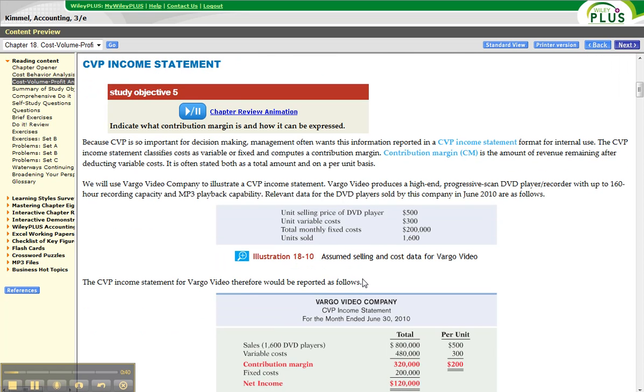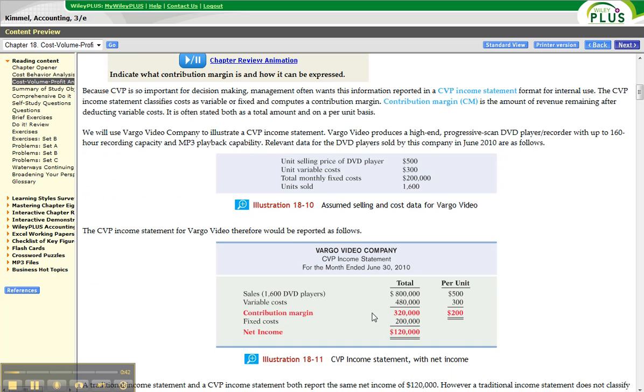It's basically a new way of looking at an income statement where we categorize our costs as variable and fixed instead of just listing out all the specific costs like we've seen in prior income statements. And what we're going to see in this CVP income statement is this new subtotal called contribution margin. And this relationship between sales, variable costs, and contribution margin is very important in CVP analysis. So we're going to look at contribution margin in per unit terms and also in percentage terms.